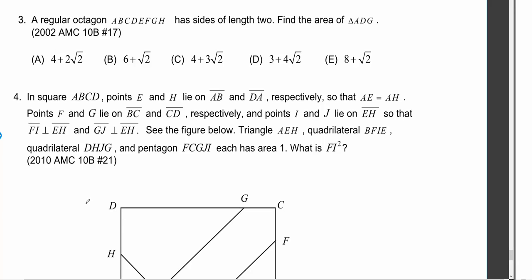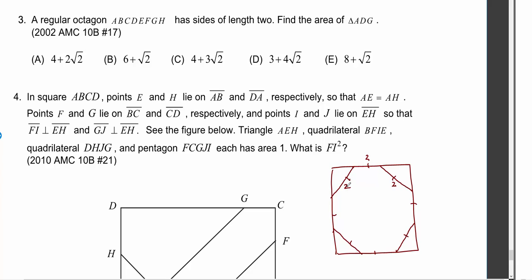Okay, we have a regular octagon A, B, C, D, E, F, G, H. Each side length is 2. You can see octagon. Octagon is when you square it. You can cut over here, 1, 2, 3, 4. This is octagon, right? All lengths are equal. Regular octagon. Each one has 2. This is 2, this is 2, this is 2. And this is A, B, C, D, E, F, G, H.